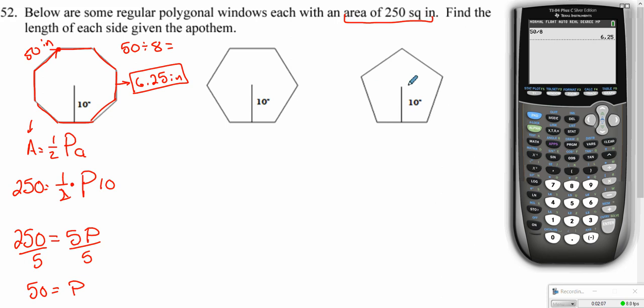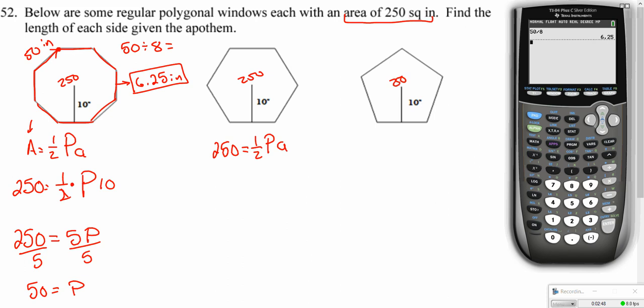All right, so we're going to do the same thing with these two. The formula is the same because these are all regular polygons, and the formula doesn't change. Notice the area of each of these is 250 square inches. That doesn't change either. So if I plug this in, area 250 equals 1/2 perimeter, I don't know, apothem hasn't changed. Notice I start off with the exact same thing: 250 equals 1/2 p times 10.